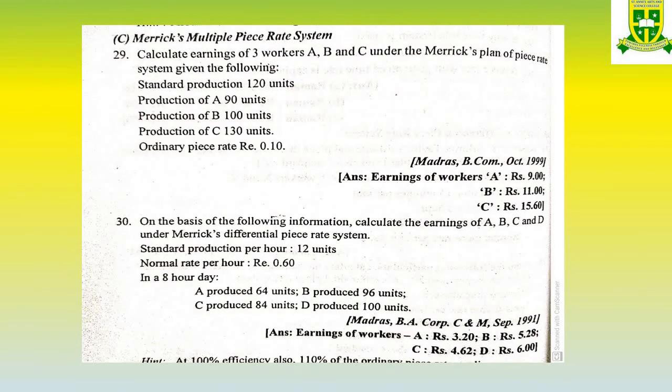For Merrick's multiple piece rate system, sum 29 and sum 30 have been given. I will do the 30th sum. You will do sum 29 as your homework sum. Sum 29 is very easy. There is no need to change anything. Just apply the formula because every piece of information has been given straight away. But in the 30th sum, there are 4 employees.